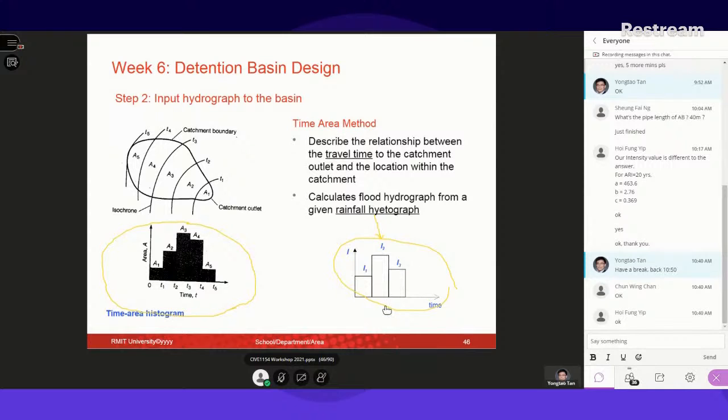Actually, it's a bar diagram. The area under the hyetograph gives the total rainfall occurred in that period. It's very useful to present the characteristics of a storm, and it's particularly important in developing the design storm to predict extreme floods.